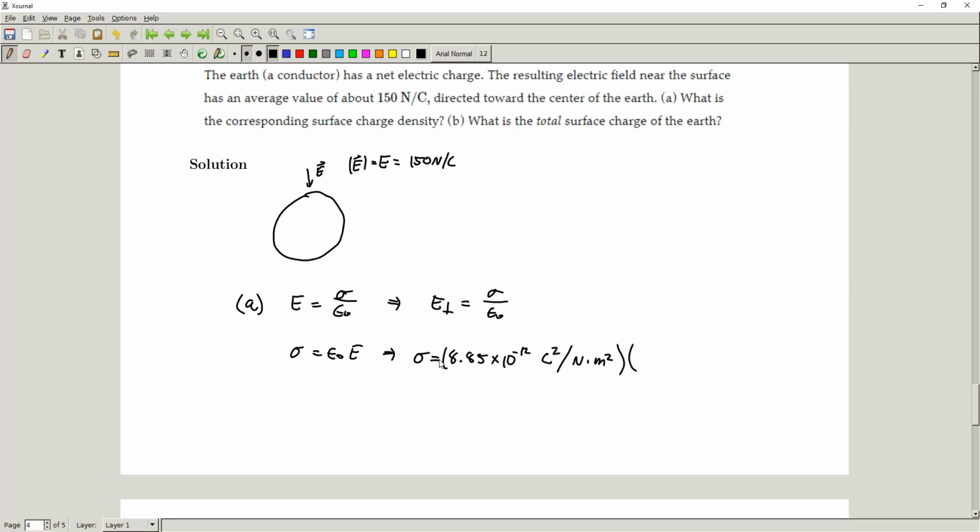Since we're looking at the electric field here, and our electric field is pointing downwards, we're going to end up with a minus 150 newtons per coulomb. If you multiply that out, you're going to end up finding a charge density of minus 1.33 times 10 to the minus 9 coulombs per meter squared. We know that it's negative because our electric field is pointing downward, so our electric field lines are terminating at the Earth, not emerging from the Earth, and so this means that the total charge of the Earth, or the charge at the point where that electric field line is terminating, has to be negative, right? So that's our answer for part A.